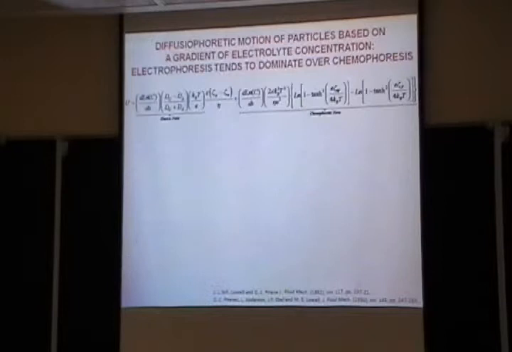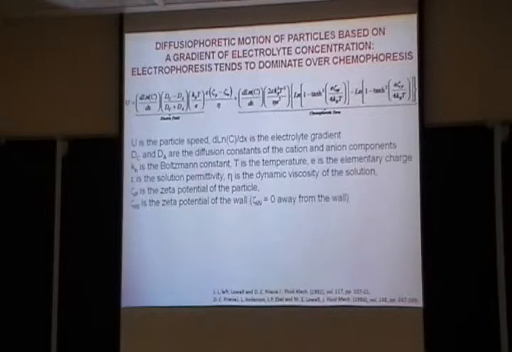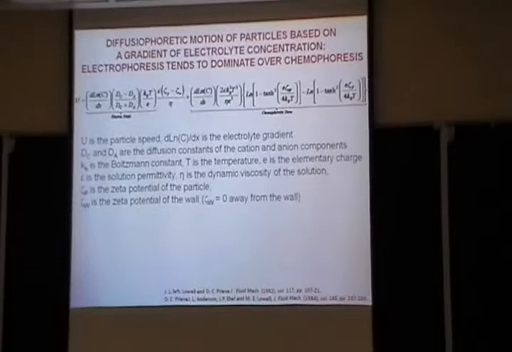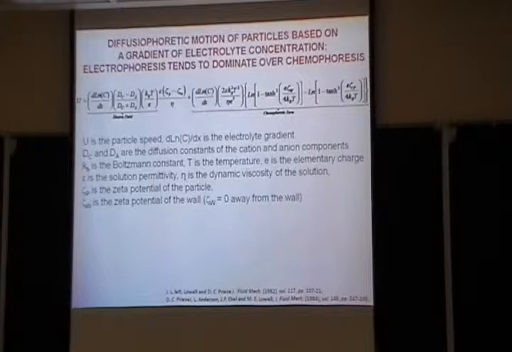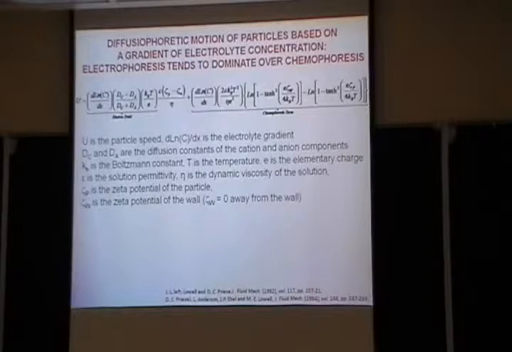The operating equation, since it's summer school and physics, I have to have at least one equation, so this is it. This is the speed, and the speed depends on the difference in mobility between the cation and the anion. It depends on the gradient of the ions, and it depends on the charge of the particle, the zeta potential of the particle, and if the particle is close to a wall, it depends on the zeta potential of the wall. The particle is not close to the wall, so it depends on the difference in diffusion coefficient of the cation and the anion and the gradient.